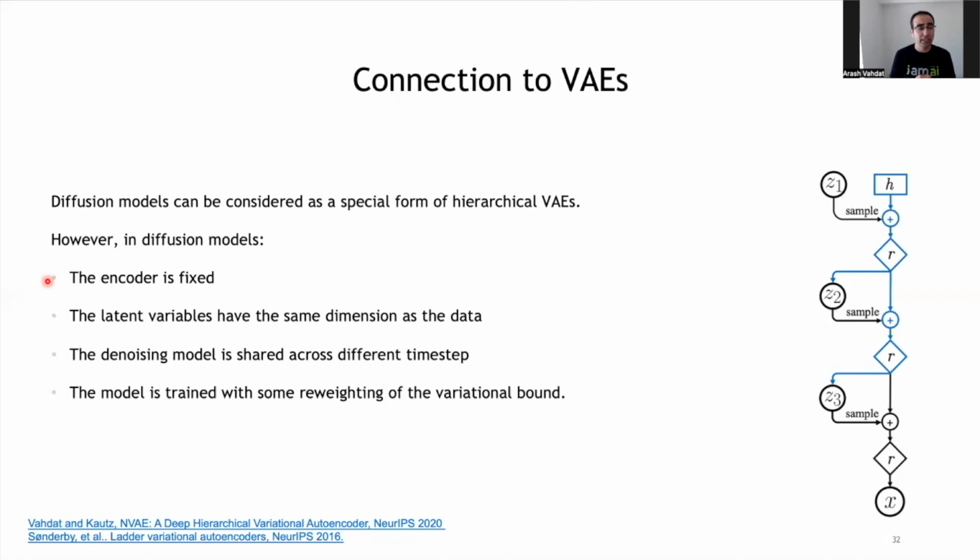The third major difference is that in diffusion models, if you think of the denoising model as a generative model, this is actually shared across different steps. Whereas in hierarchical VAEs, we actually don't make any assumption. We usually don't share any component in this hierarchical structure. Also, in hierarchical VAEs, we usually train these models using the variational bound. Whereas when we're training diffusion models, we're using some different reweighting of the variational bound in order to derive the training objective of diffusion. So even though these two are related, they're not exactly the same. There are some trade-offs that occur when we are reweighting the variational bound.